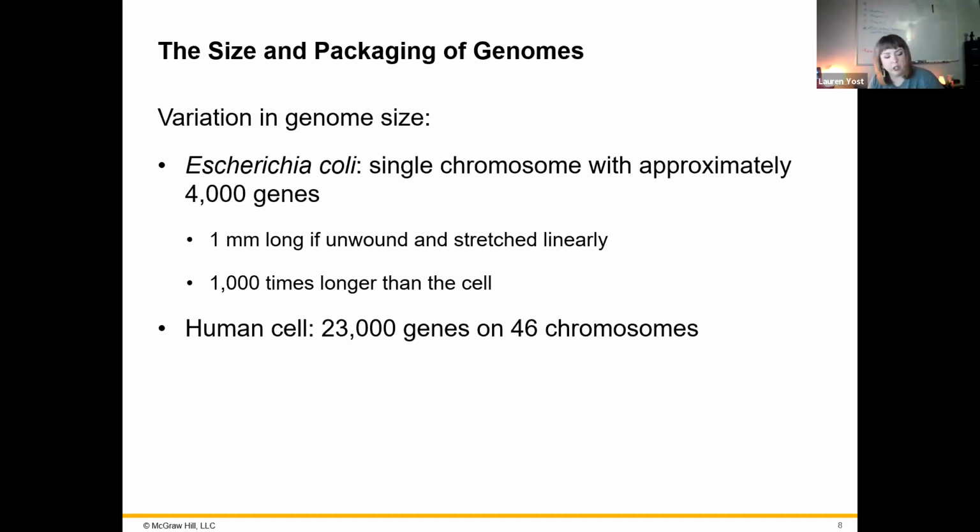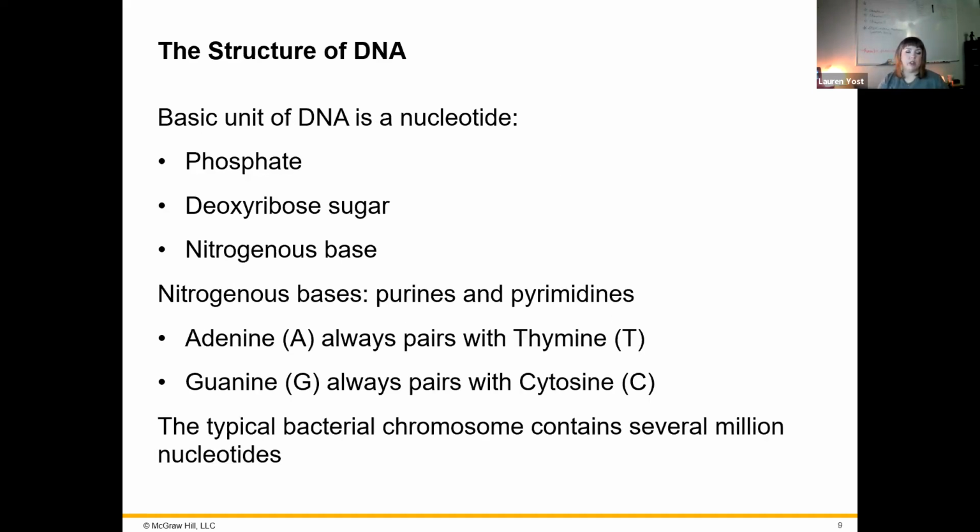Okay, this is just talking about genome size. I don't need you guys to worry too much about this, but it is just comparing the size of a typical bacterium, E. coli, widely studied, widely used in microbiology. There's going to be about 4,000 genes, whereas humans have about 23,000 genes on their 46 chromosomes.